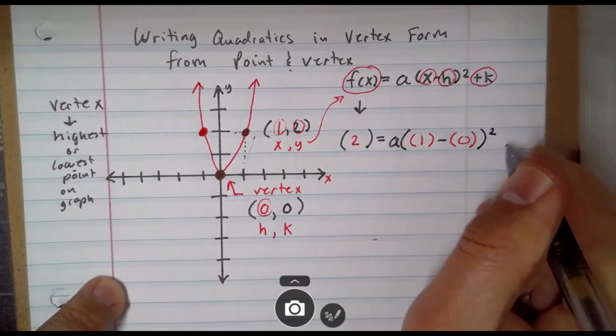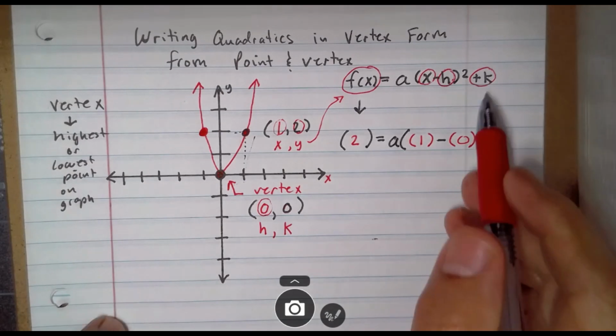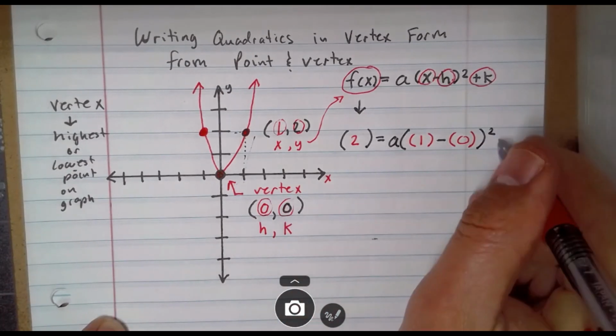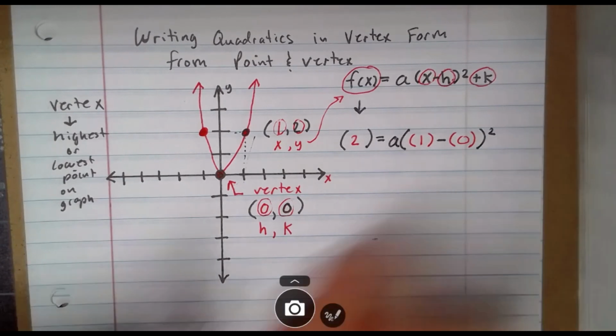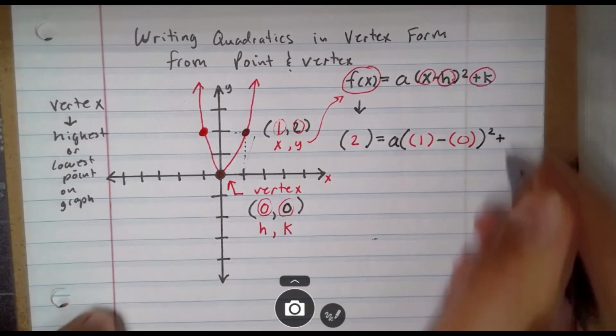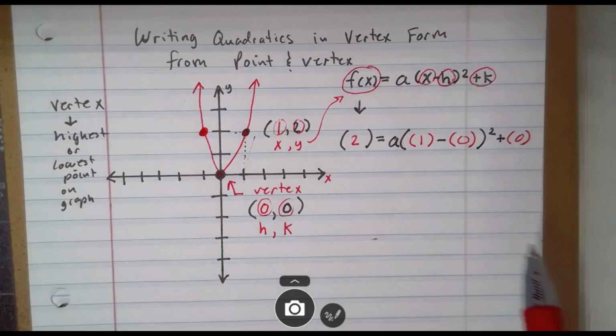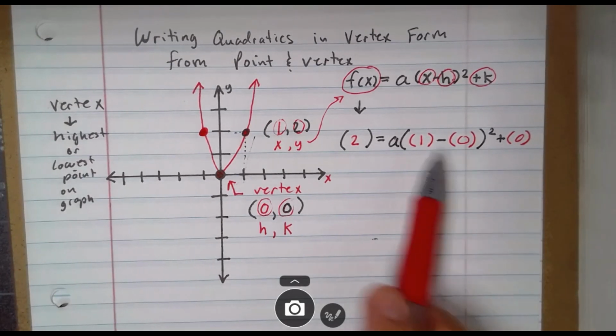Close parentheses squared. And then notice it says plus k. So in this case, my k value is 0. So I'm going to go ahead and put plus my k value of 0. Now the zeros don't make a whole lot of difference, so I'm going to basically do two different problems.